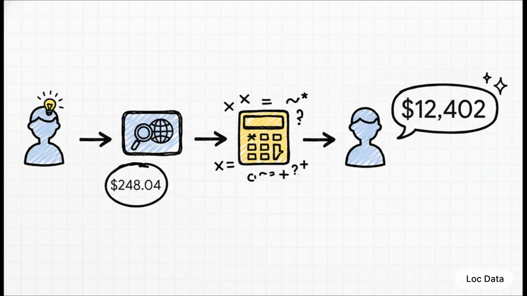When we look at the logs, we can see its exact thought process laid out. First, it thinks, I need information. So it uses the web search tool. It finds the Apple stock price is $248.04. Then it thinks, okay, now I need to do some math with that number. So it calls the calculator tool, multiplies that price by 50, and gets the final result. It reasoned, it planned, and it executed perfectly.